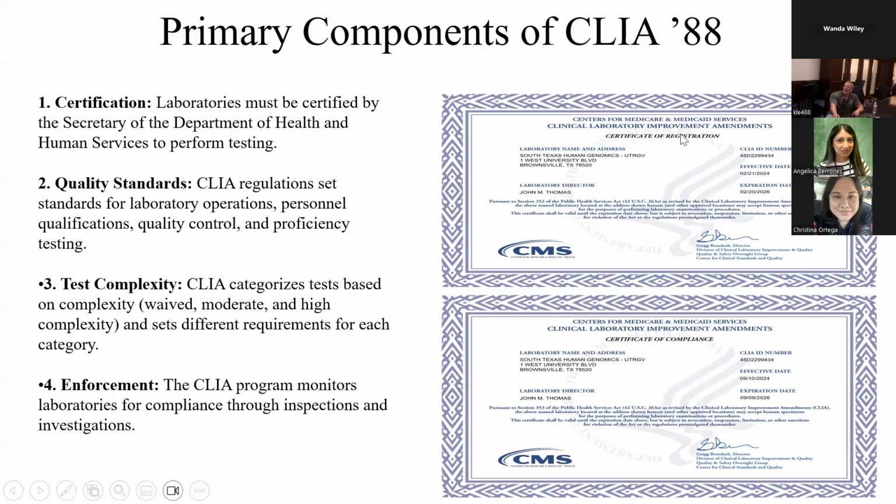And so what these certificates are over here are the certificates that we have for our CLIA lab here in the Department of Human Genetics. And so we registered the lab. Once you register the lab, they give you a little certificate. You have to submit a bunch of paperwork saying, this is who's in charge of the lab.